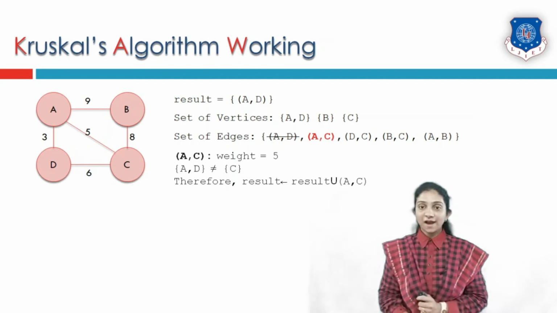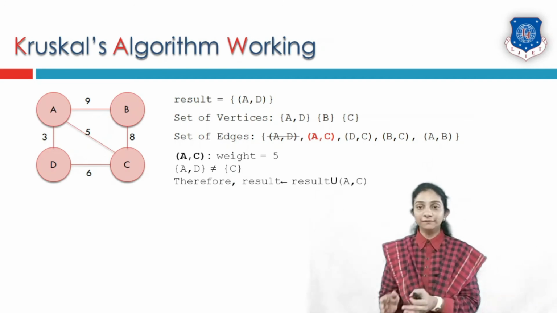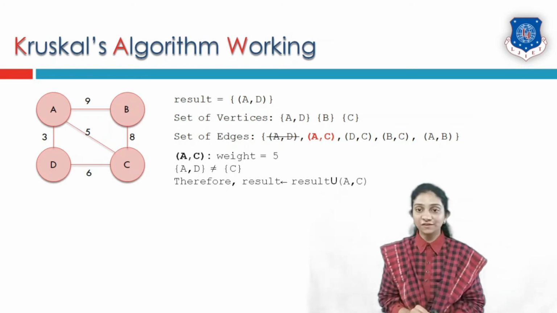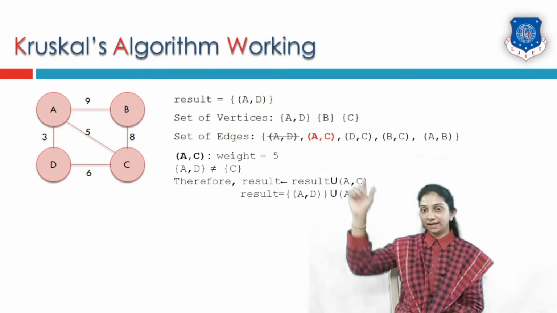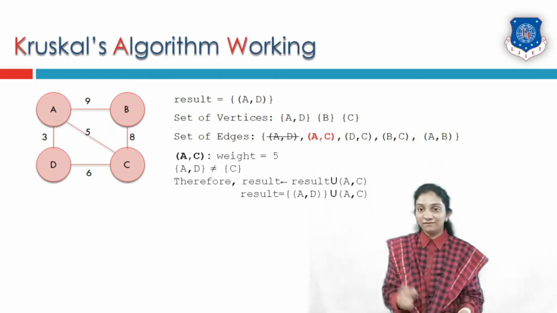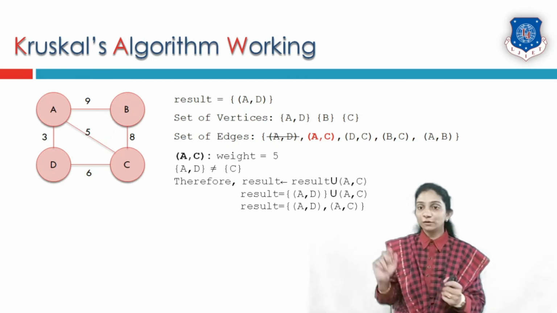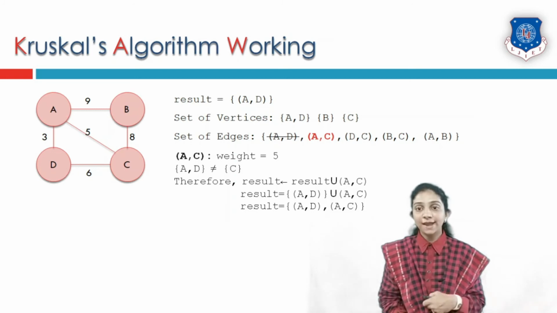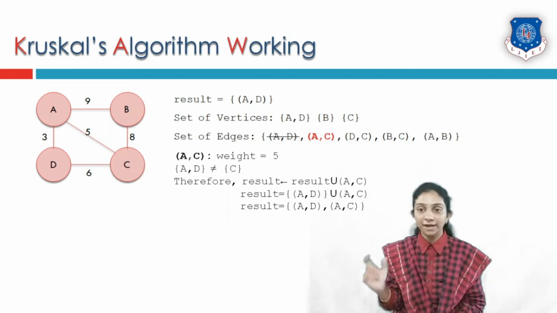Since the sets are unequal, we will take the result union with the edge A comma C. So my result will be the existing set containing edge A comma D, taken union with my current edge, A comma C. Here the result set now contains two edges, A comma D and A comma C.